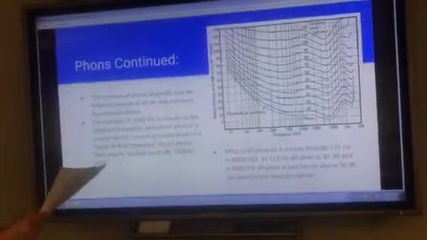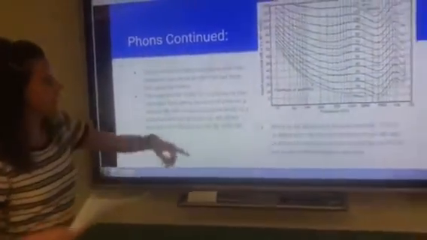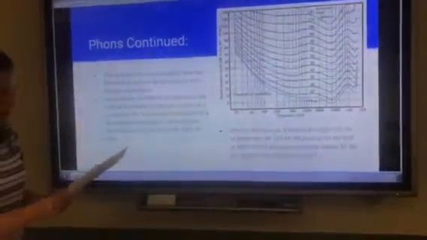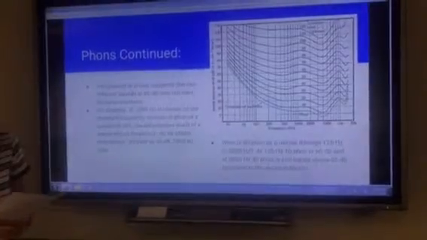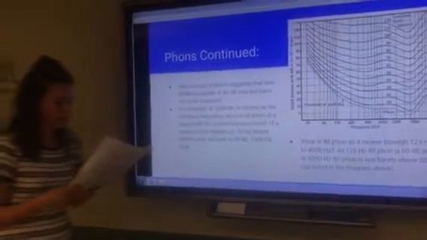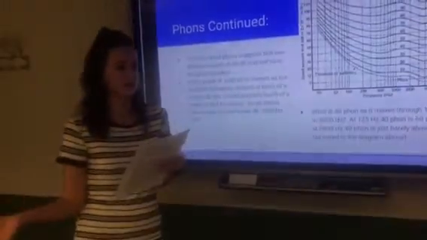Following the curve, you'll also notice that when the sound has a frequency higher than 1,000 hertz, the differences of frequencies are going to have less of an impact on the volume of that sound. And then I have some phone examples. Compared to your everyday sounds, 50 phone is going to be equal to the sound that a refrigerator makes, and 40 phone is equal to a bathroom fan.